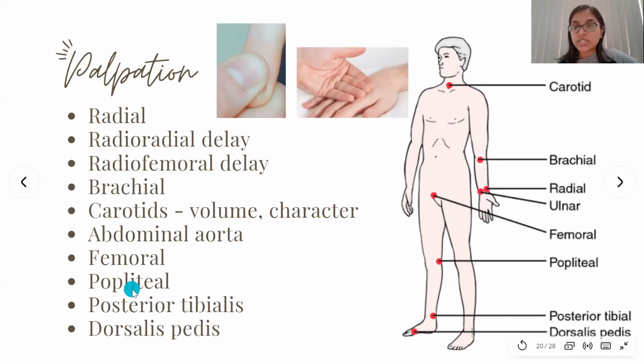And then popliteal pulse. So for this, ask the patient to bend their knees, relax it, and try to feel for the popliteal pulse. If you're not able to feel it, that's okay, because sometimes it can be difficult to feel. And then end it with feeling the posterior tibial pulse, which is on the medial aspect of your ankle, just behind the malleolus, and the dorsalis pedis pulse. So just ask the patient to point their toe upwards, and you'll be able to just run your finger down. You can feel the pulse there.